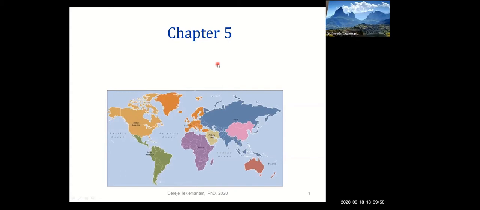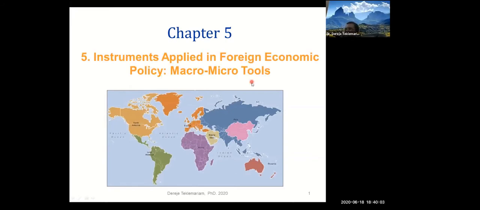So in this fifth chapter, what we will try to see is the tools, the instruments that can be applied in foreign economic policy. Remember, our course is foreign policy making and analysis. One of the biggest issues in foreign policy making is issues related to economic policy or economic matters. We tried to see some microeconomic tools that can be applied by governments last week, I mean on previous Tuesday. Today we'll see what are the instruments applied in economic policy.